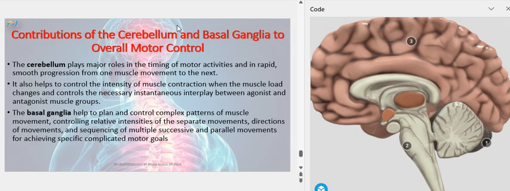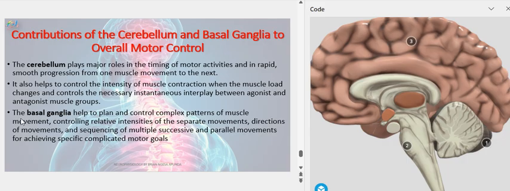So let's specifically examine the contribution of the cerebellum in the overall motor control. We saw the role of the basal ganglia, just as a highlight. The cerebellum normally plays a major role in timing the motor activities and in rapid, smooth progression from one muscle movement to the next. It also helps to control the intensity of the muscle contraction when the muscle load changes, and controls the necessary interplay between agonistic and antagonistic muscle groups.